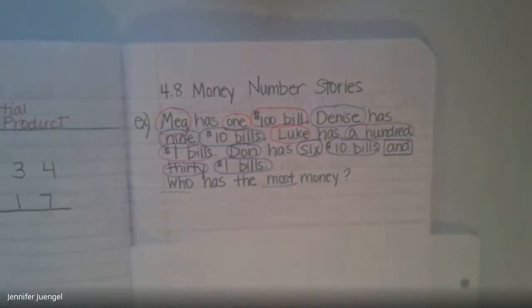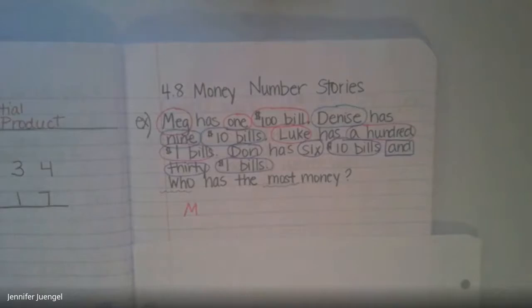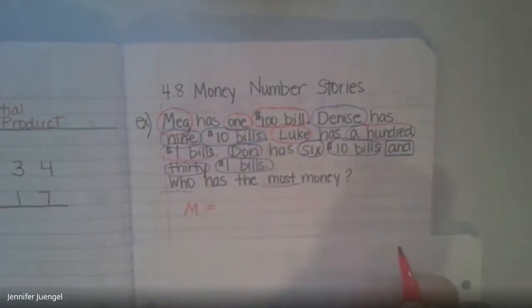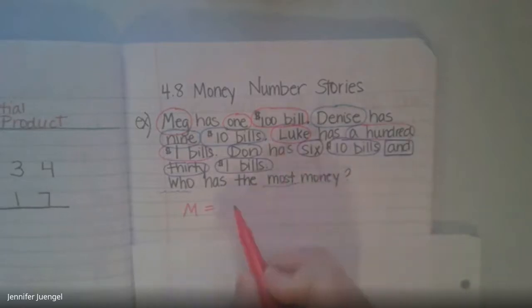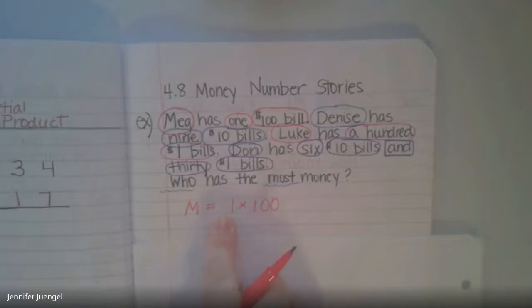So I'm going to actually create myself 4 separate number sentences, 4 equations. So I'm going to call Meg the letter M. That'll help me keep track. She has one $100 bill. So if I want to find out how much money she has altogether, I need to use the strategy of multiplication. That's the operation I need to do. So she has one $100 bill. So I'm going to multiply 1, the number that she has, times the value of the money.